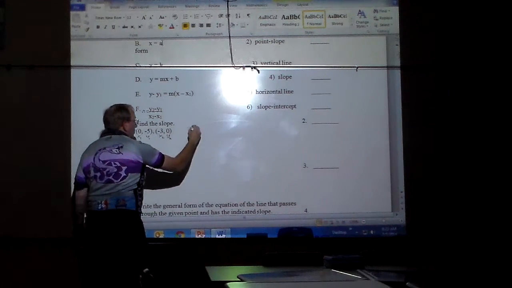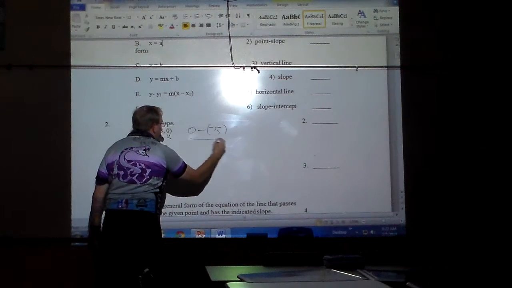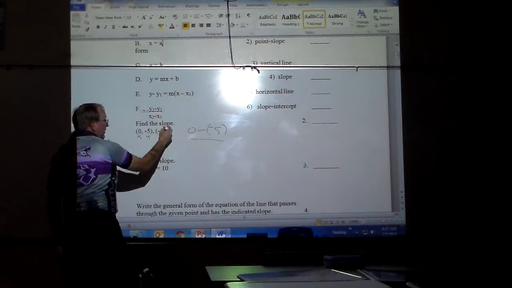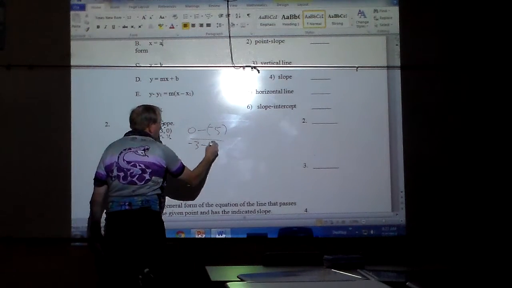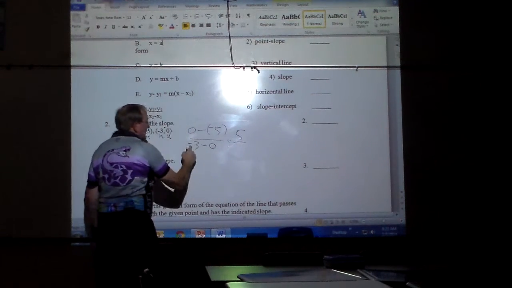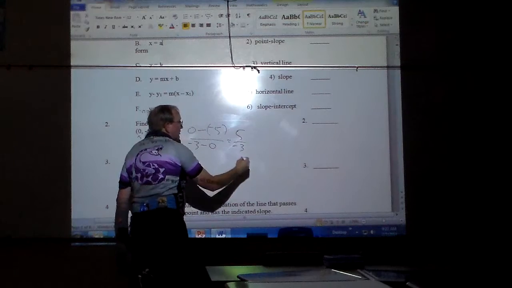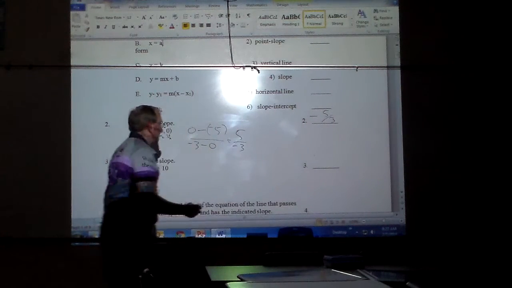I'm going to take this 0 minus that negative 5, over... I started with this point, so I have to finish where I started here. So negative 3 minus 0. 0 minus negative 5 is a positive 5. Negative 3 minus 0 is negative 3, so your slope is actually negative 5 over 3.